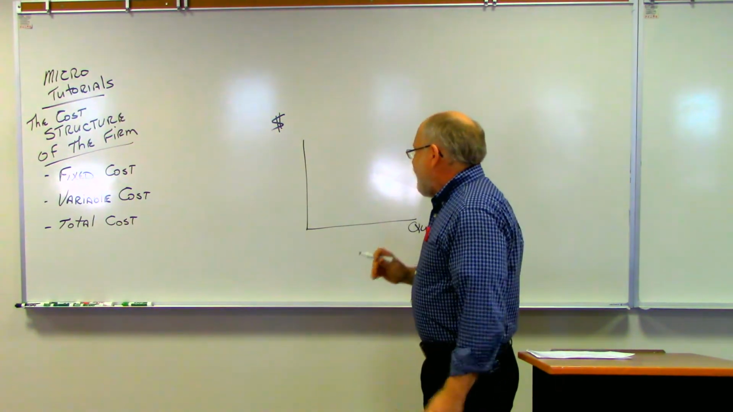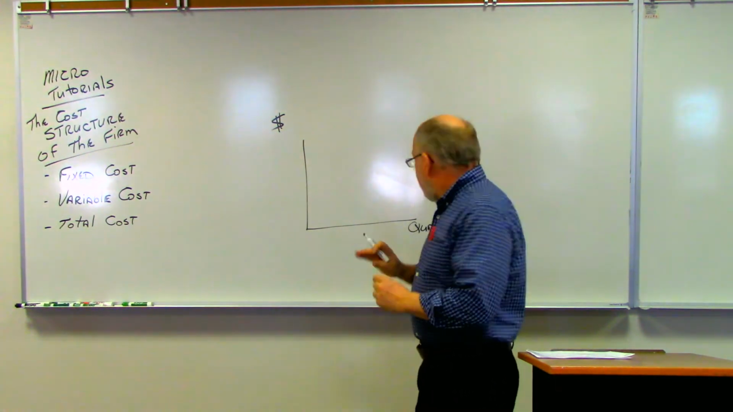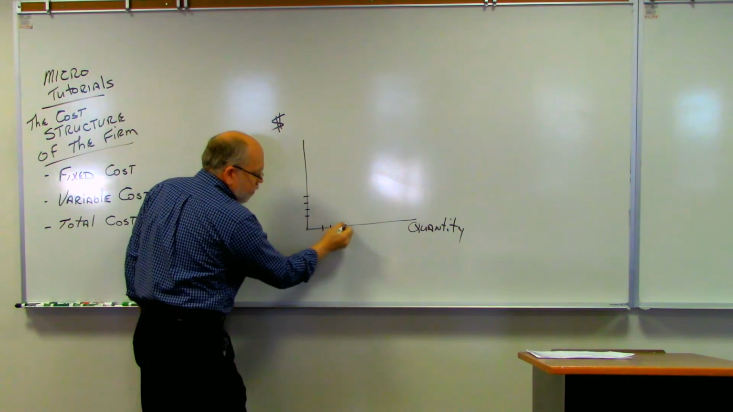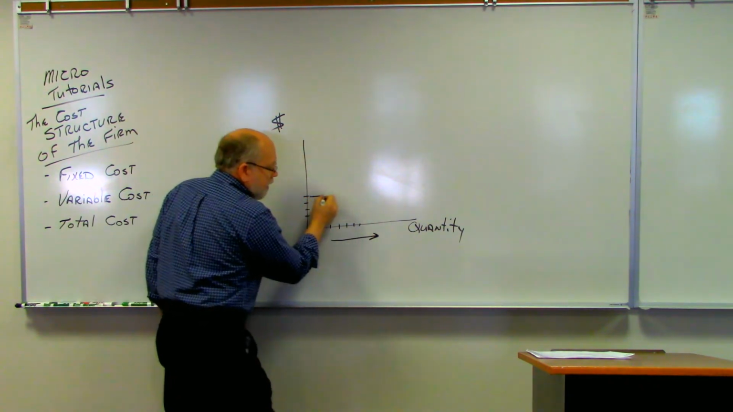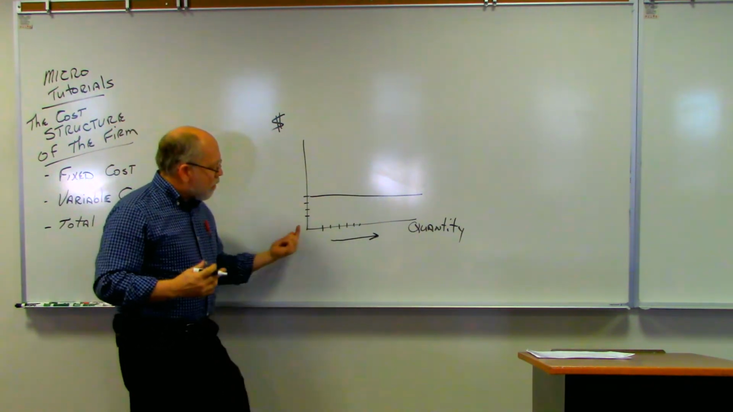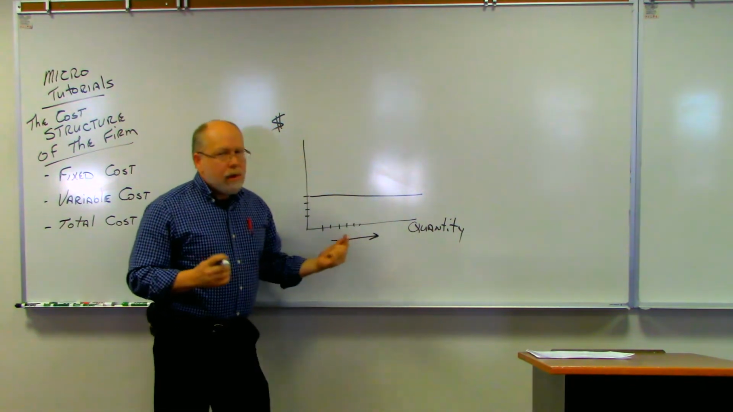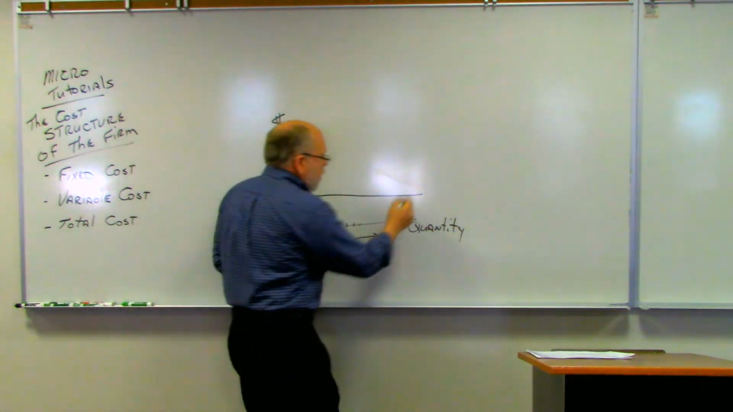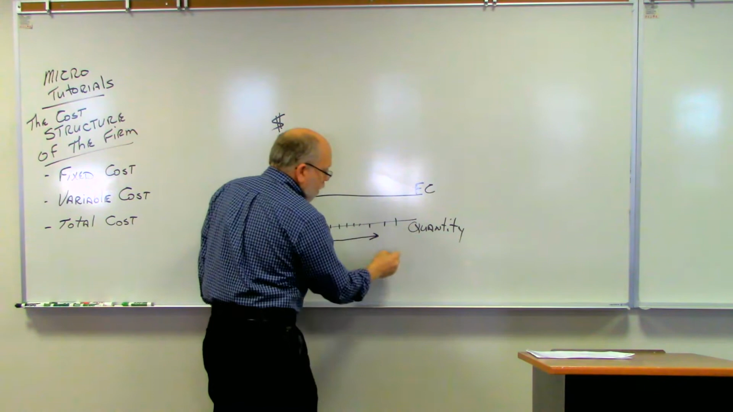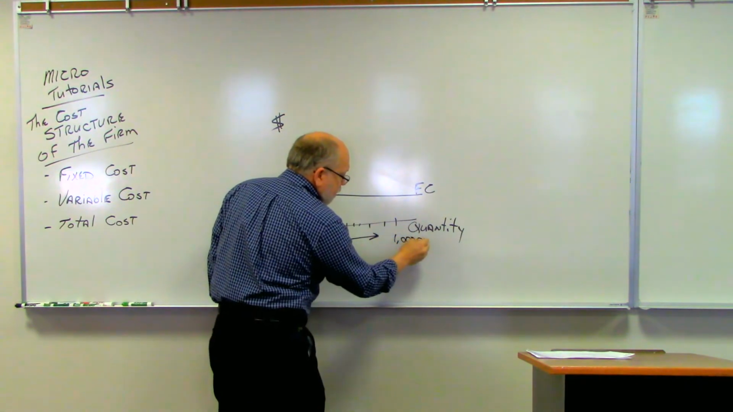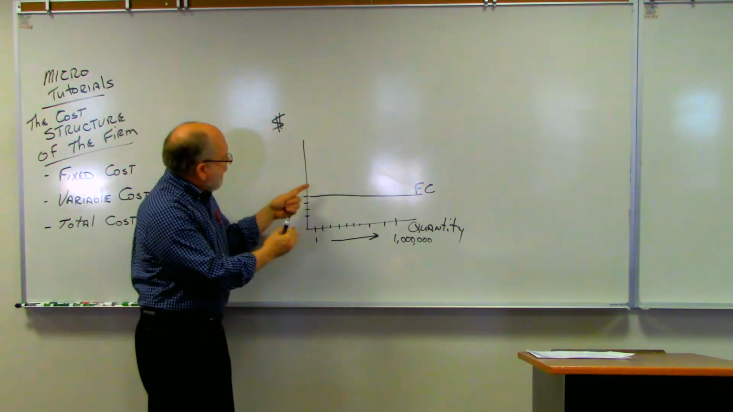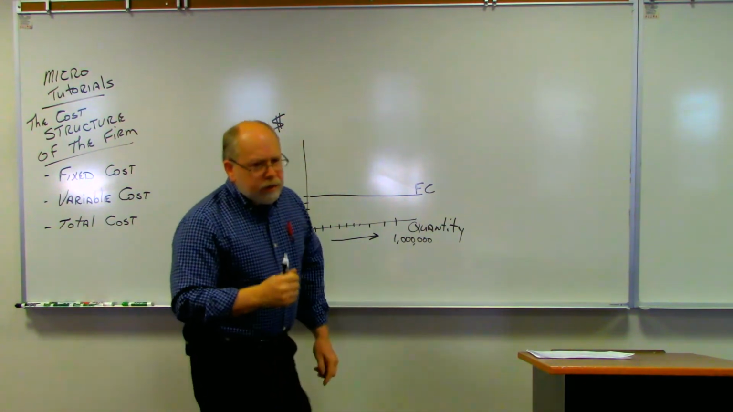So if we're talking about something that stays the same regardless of quantity, we're talking about some cost amount that, as we increase quantity, stays the same. If a cost stays the same regardless of quantity, we call that a fixed cost. So we'll put fixed cost right there. So whether we're producing 1 million units or whether we're producing one unit, our fixed cost stays the same. So I hope you get that idea.